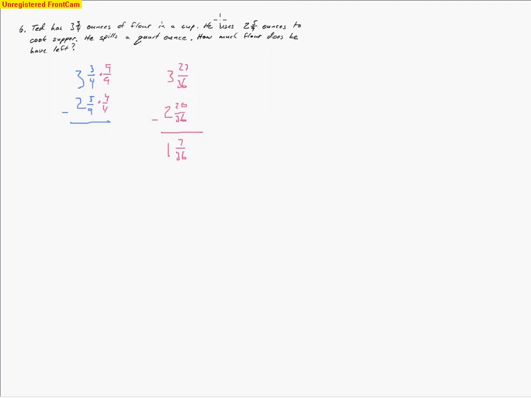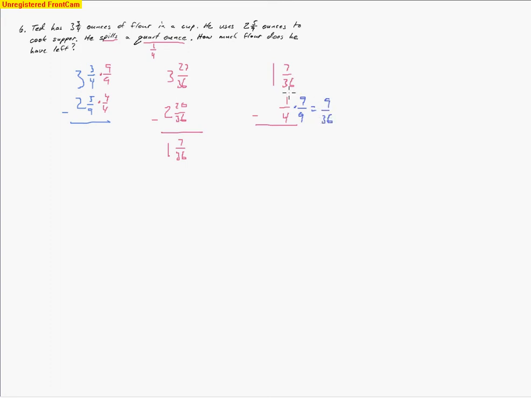Well, that's just after he uses that, but he still spills a 1/4 ounce. So that means I need to take that 1 7/36, and a 1/4 is 1/4. So I need to take away the 1/4 from what was left over after he used that flour. So I still need to come up with another common denominator. We need to multiply the 4 by just 9 because that will make a 36. This makes 9/36. And see, now the denominators are the same.